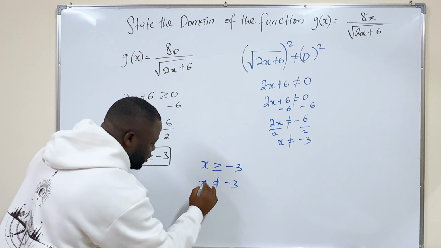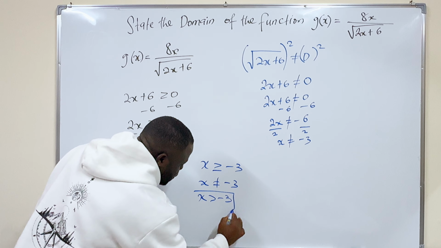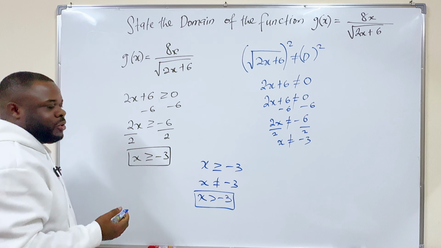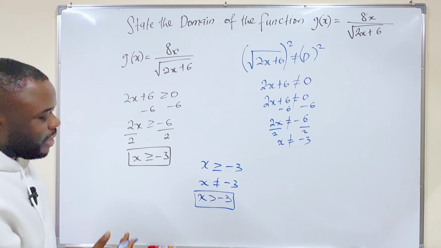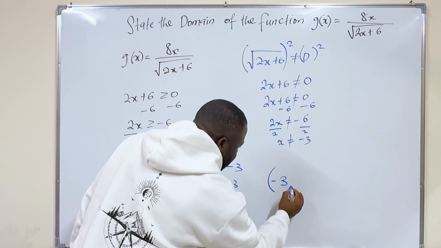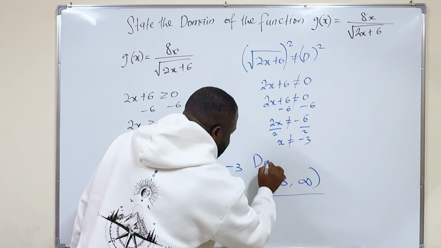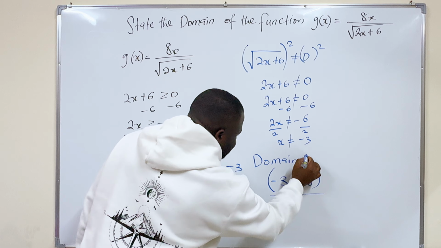So what does it tell us? It tells us that x will be greater than negative 3. This is the excluded value. If you now want to write this in interval notation, this is going to be from negative 3 to positive infinity. And that is the domain of the function.